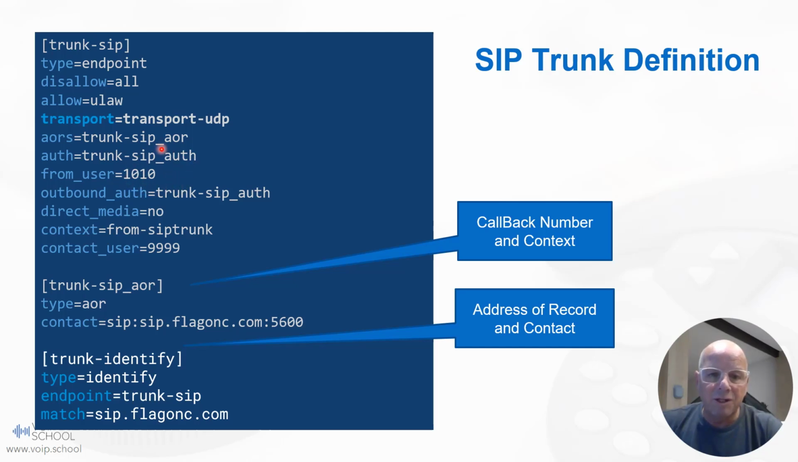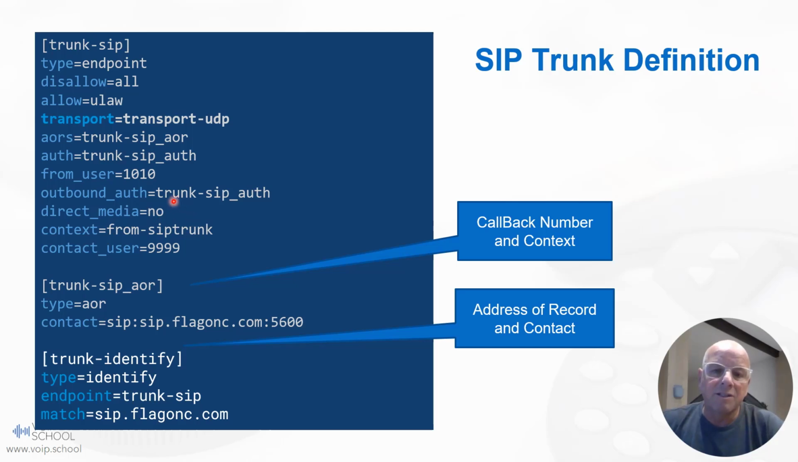In many cases, you need to define the from domain. Many providers require you to use the from domain as the same domain as the provider's name. Outbound authentication. What's the outbound authentication here? So we are using trunk SIP authentication. Direct media equals no. This is just to connect directly to media.